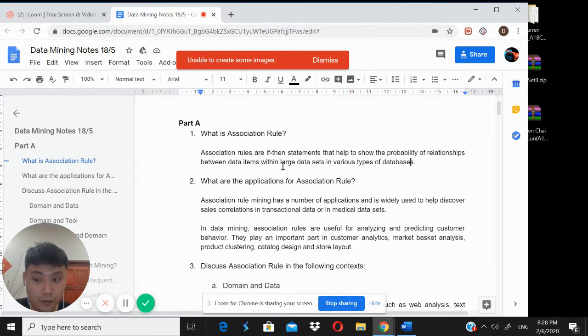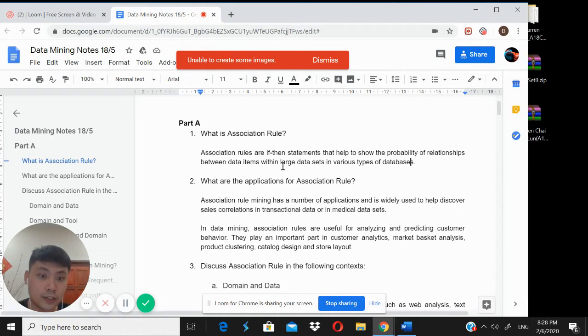So I'll give an example. For example, people who buy a phone will most likely buy a phone case or tempered glass, right? So we can use association rule here to find out the relationship between the probability of people who are buying a phone and how likely they will buy a phone case and also tempered glass or some other sorts of phone accessories. So this is actually what association rules means.